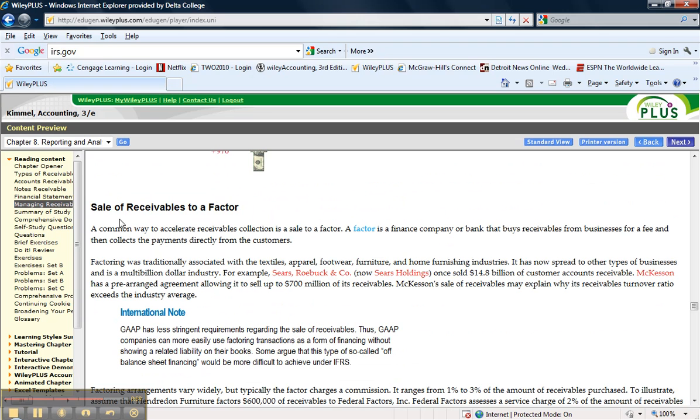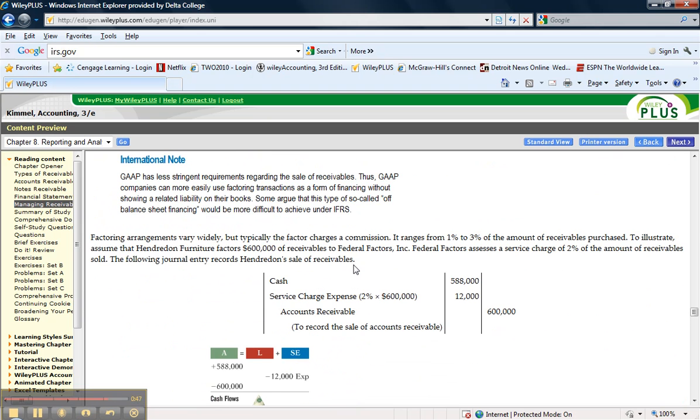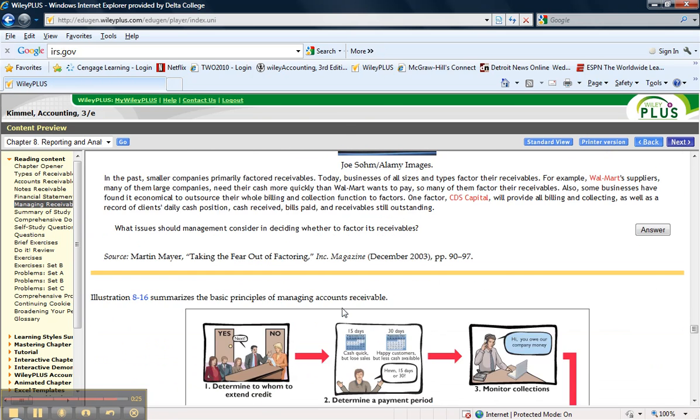Companies can also sell receivables to factors. Factors are basically a bank or some other institution, some other company that will buy receivables at a discount and then go collect the receivables, hopefully in full, and make a profit. So when you sell receivables to a factor, you get the cash. Here's an example where we had $600,000 in receivables. We get the cash, but we have this service charge expense of 2% because that was the deal when we sold the receivables. So we get this cash right now, and the factor wants to do it because they get to go collect this cash. Okay, and that, I think, is a wrap on Chapter 8.